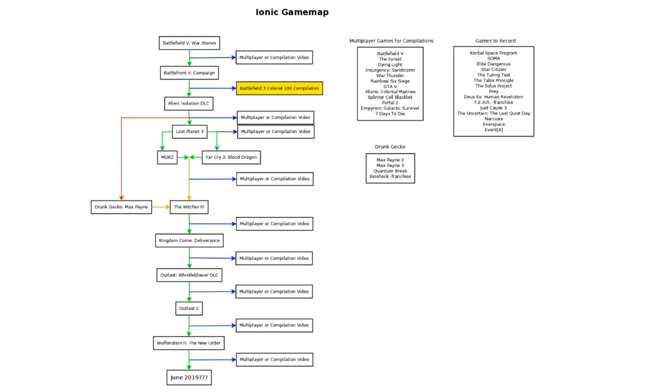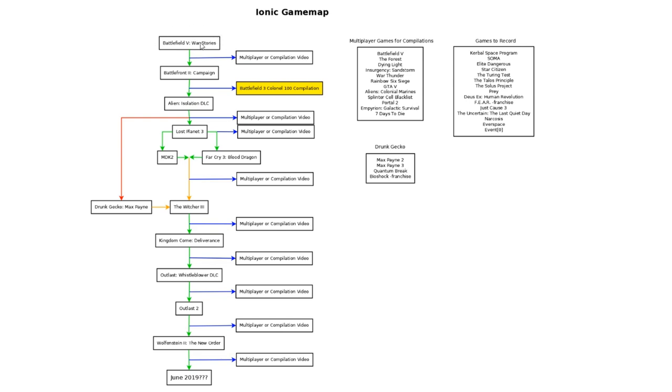So, on the computer here, you can see I've just called it Ionic Gamemap because it's basically a roadmap. It's a roadmap for this channel, kind of for what games I want to record and play. But I want to finish, basically this is for finishing off games that I started but never got to the end, Let's Plays I started but never completed. And I wanted to start off, I went over a lot of ones that I started, but even though this isn't the oldest one, Battlefield War Stories, I did start that recently.